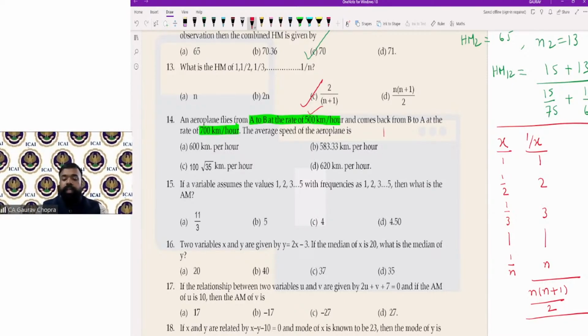So just write on the calculator 1 divide 500 equal to M plus 1 divide 700 equal to M plus 2 divide MRC and then equal to, you will get your answer: 583.33. This is your result.